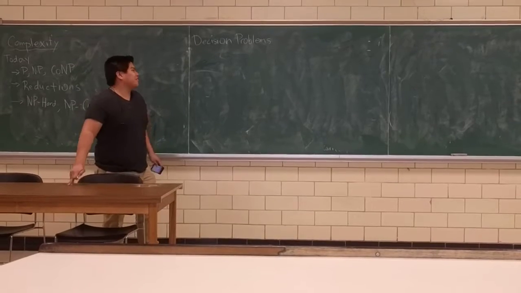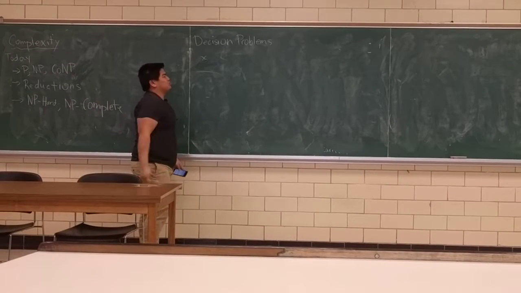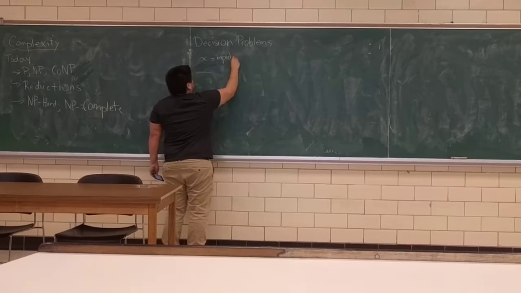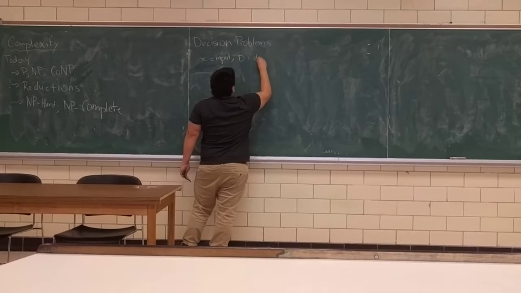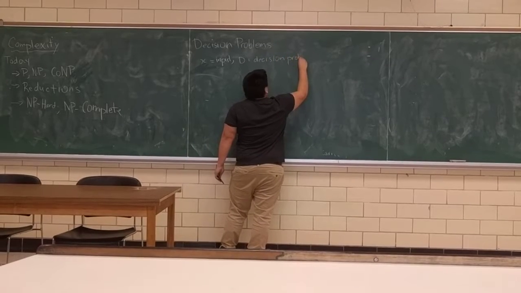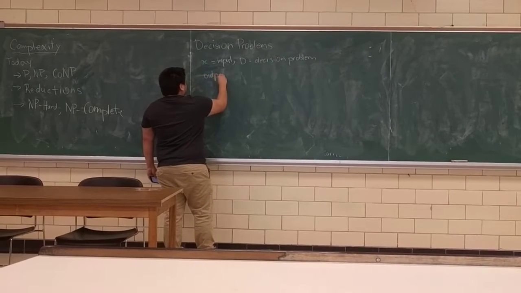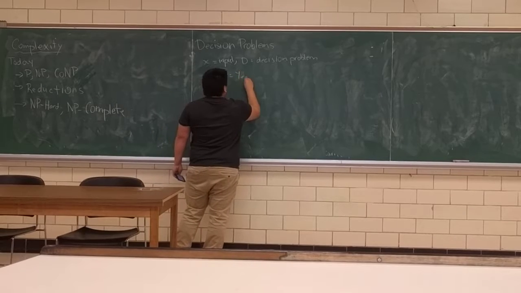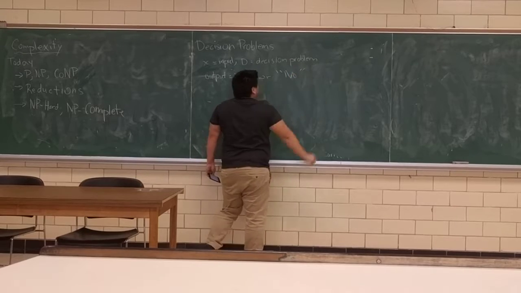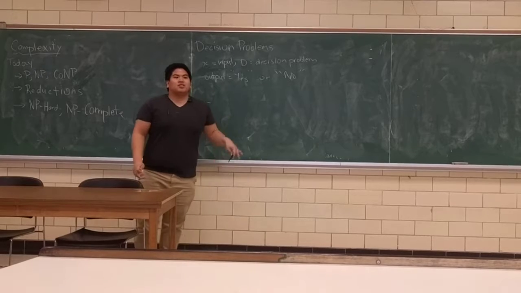Alright. A decision problem is just that: given input x, if we input x into the decision problem D, so let x be the input and D be the decision problem, then the output is either yes or no. So given any input for a decision problem, the output is either yes or no.